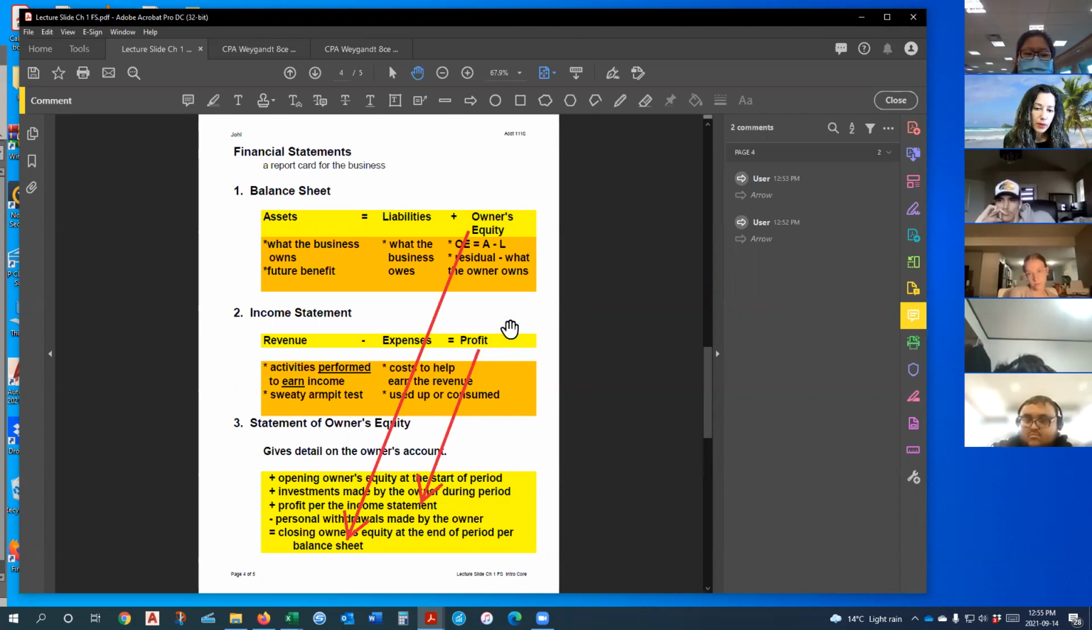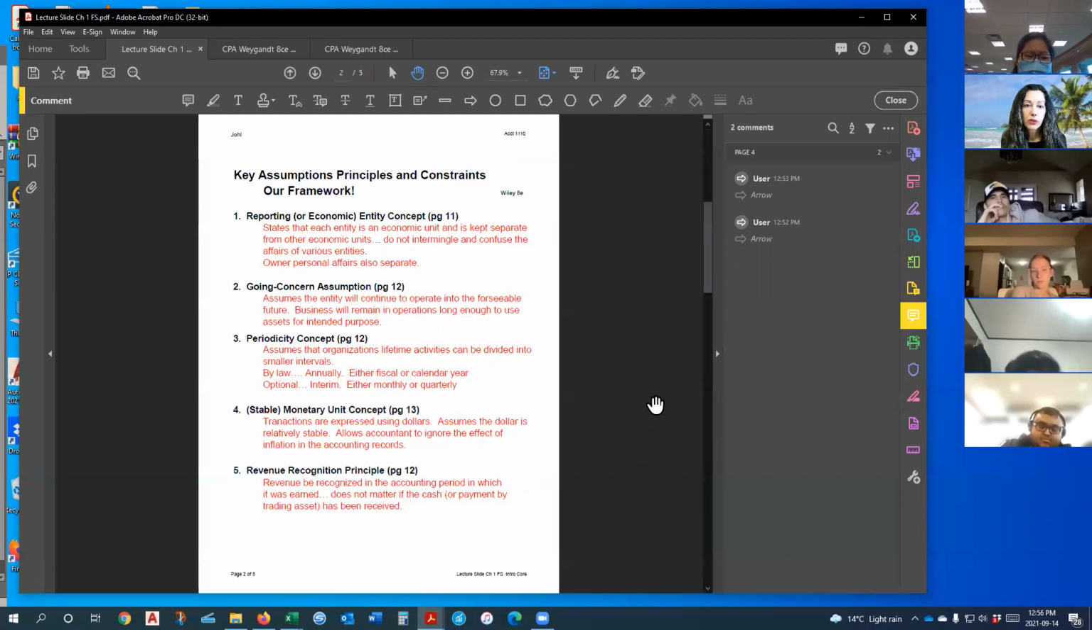We also talked about some assumptions that users of our financial information are entitled to make. They're entitled to make these assumptions by virtue of using our information. These are called our generally accepted accounting principles: our principles, constraints, and assumptions. There is a framework, and I've also asked you guys to memorize these.